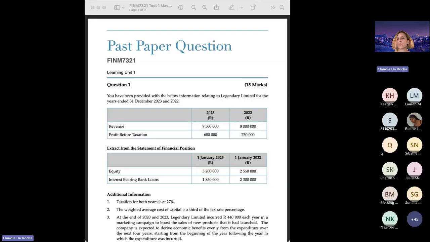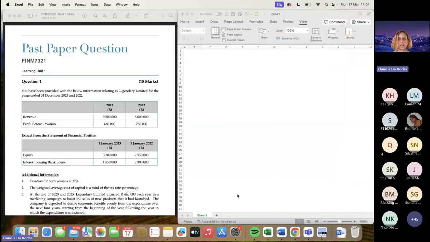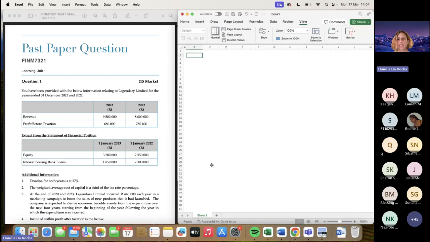All right, so I'm just going to share my actual window on my screen. Okay, can everyone see the past paper question, and then next to it an Excel sheet? So to make sure that you're seeing what I'm doing. Good. Okay. All right.